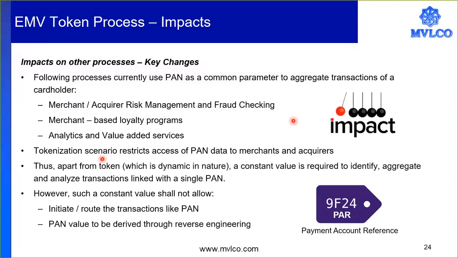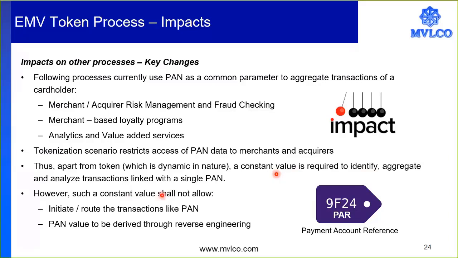So then, as far as tokenization is concerned, it was identified that there is some data or some constant value needed. My token is dynamic in nature. So based on every transaction type or based on usage, I can have different tokens for a single PAN. But then I need one more value which is constant in nature so that I can identify, aggregate and analyze the transactions which are linked with a single primary account number, right? But then if I again go back to a constant value, what happened with PAN, that I could simply misuse that, the same would be applicable for this constant value.